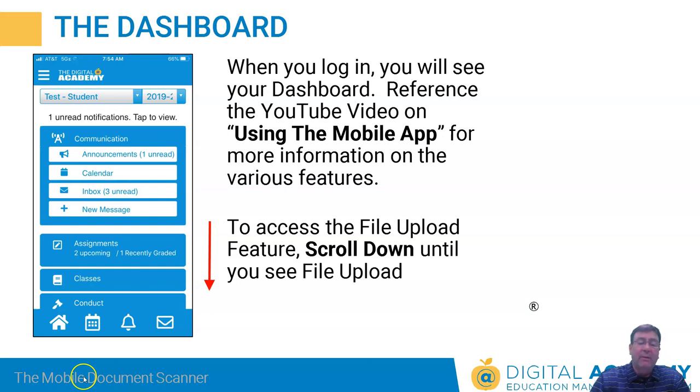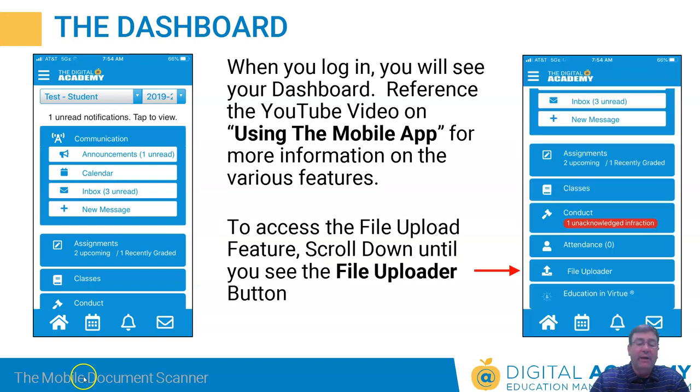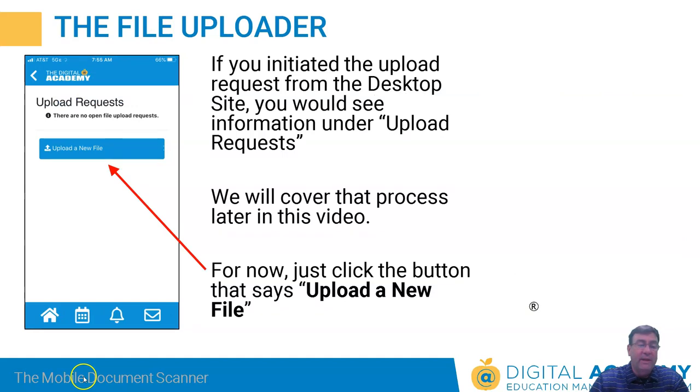But to get to the file upload screen, you need to scroll down to the bottom until you see the File Uploader button. Go ahead and click the File Uploader button, and you'll see Upload Requests, of which there are none at this time, and a button to upload a new file. We're going to get into the upload request at the end of this video, but for now, just click the button that says Upload a New File.